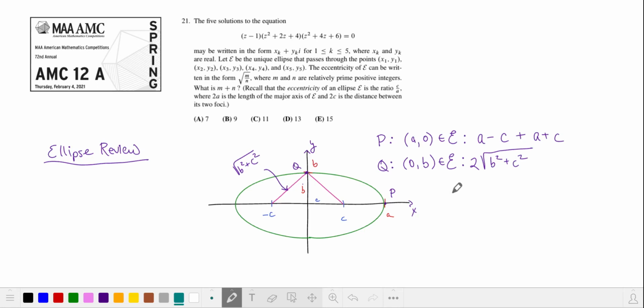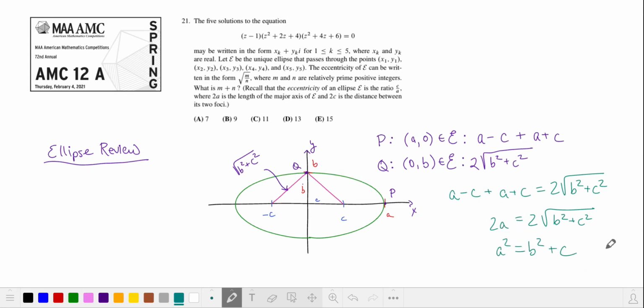equal, we have 2a is equal to 2 times the square root of b squared plus c squared. Dividing by 2 and squaring both sides, we have a squared is equal to b squared plus c squared, the relationship that I always seem to forget, but it's pretty easy to rederive. Now let's return to the problem.